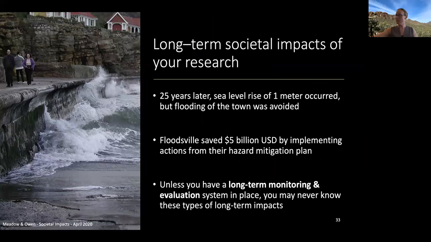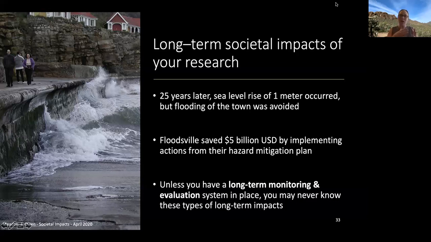Okay, so one last note on these long-term impacts. If you're able to engage and stay engaged and see these impacts in the long term, great. So here we go, Floodsville, we're looking 25 years in the future. The sea level did rise, but there was no flooding in that vulnerable part of Floodsville. Floodsville saved billions of dollars because they were able to build the appropriate kind of seawall. So if you have long-term monitoring, or you happen to maybe stay living in Floodsville and you get to follow this throughout your entire career, you might get to see that.